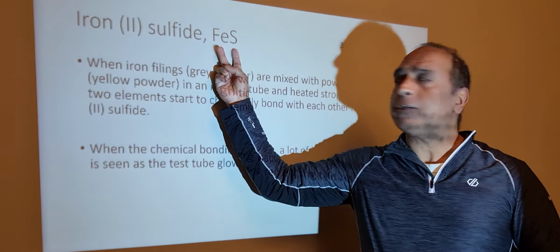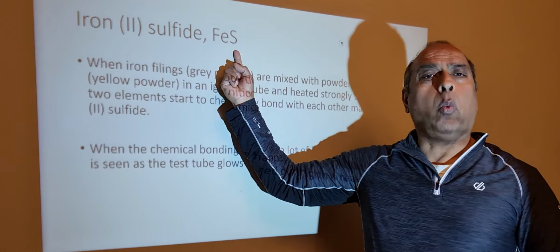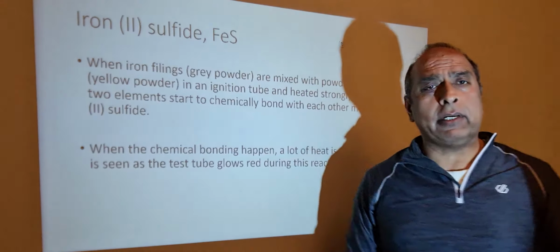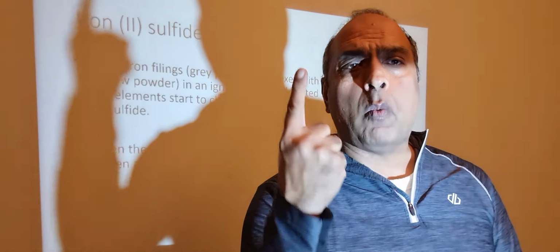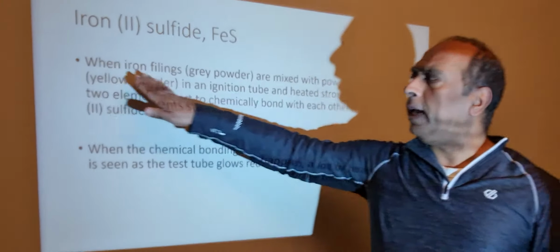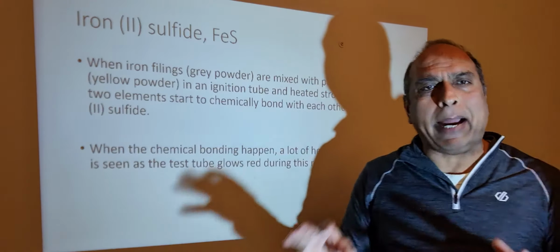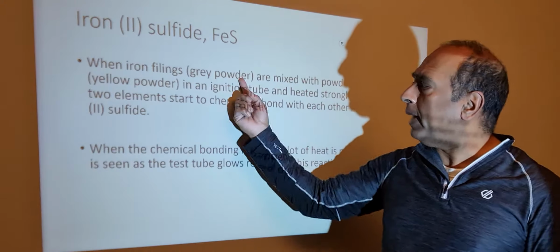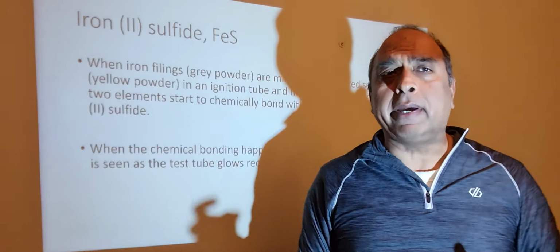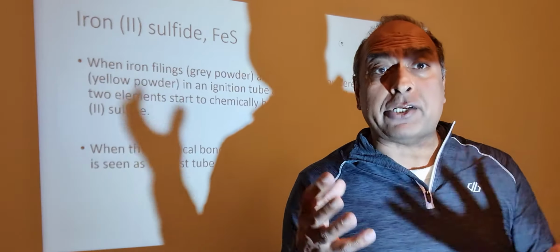The formula is FeS: 1 Fe, that's an iron, with 1 sulfur. The ratio is 1 to 1. No small numbers. Whenever there's no number, it means 1. So 1 iron to 1 sulfur, ratio 1 to 1. What we do here is we take iron filings, which are like iron powder, a grey powder, and you mix it with powdered sulfur, which is a yellow powder. You mix it together. That's a mixture.